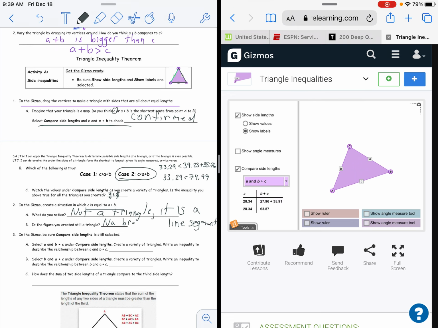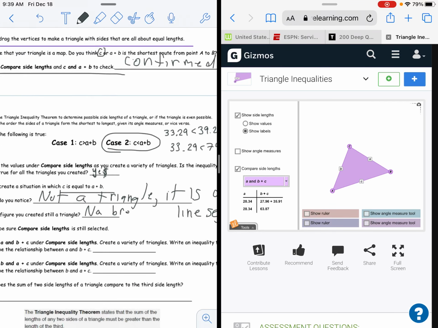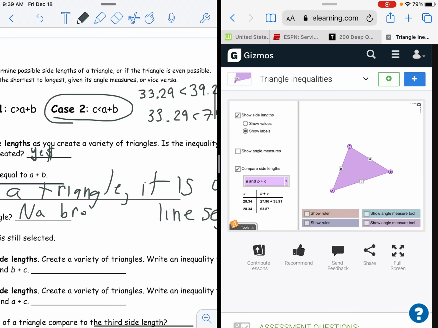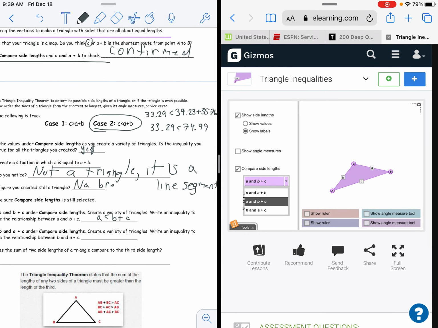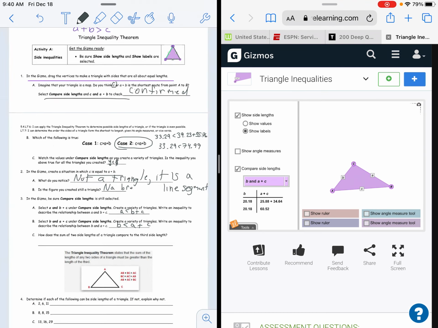A is smaller than B plus C. So in this case right here, A is less than B plus C. And that's going to be true for any triangle I make. Just as long as it's a triangle, it's always going to be true. What about B and A plus C? Well, that's still true. All right, B is going to be less than A plus C.